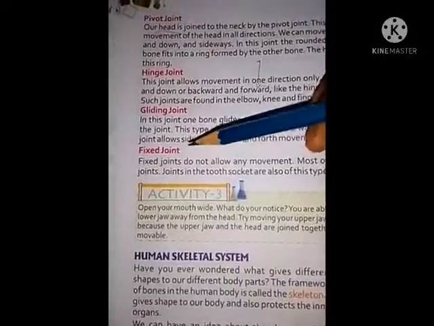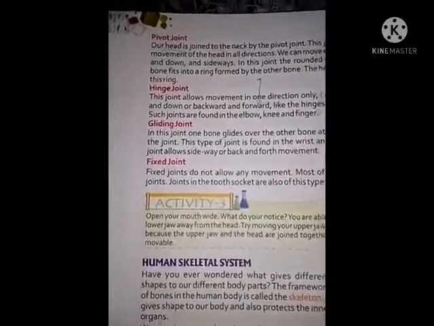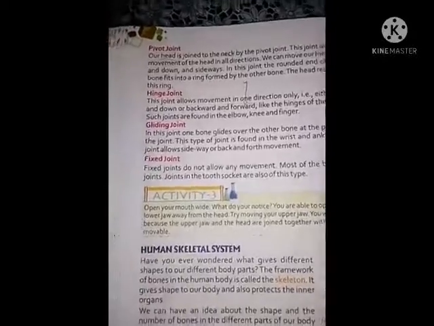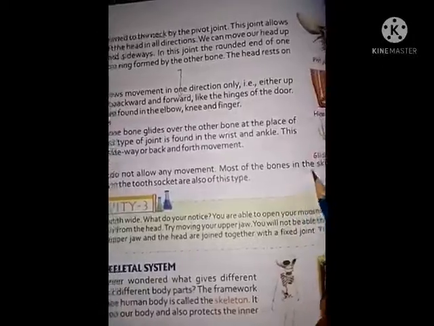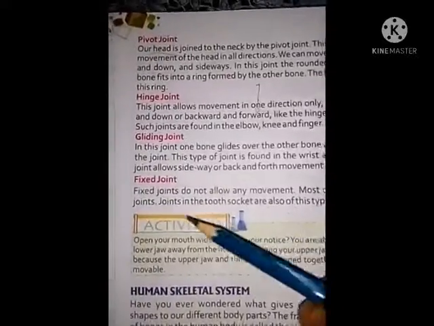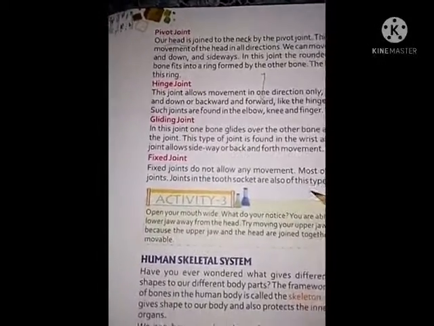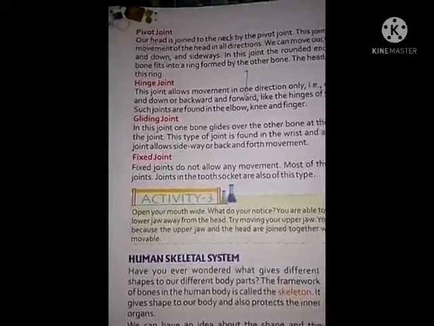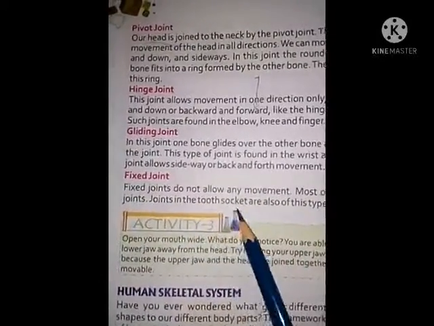Fixed joint. What are the fixed joints? Fixed joints do not allow any movement. Fixed joints are fixed. They do not allow any kind of movement, not up and down, not backward or forward. Most of the bones in the skull are fixed joints. Joints in the tooth socket are also of this type. So very few parts we can move, and most of the bones in the skull are fixed joints. These joints are found in the tooth socket.